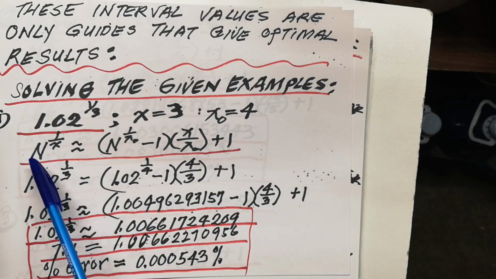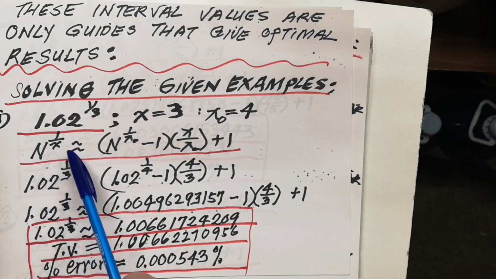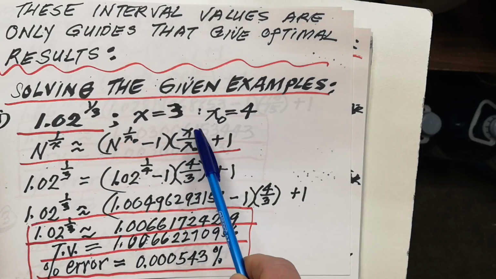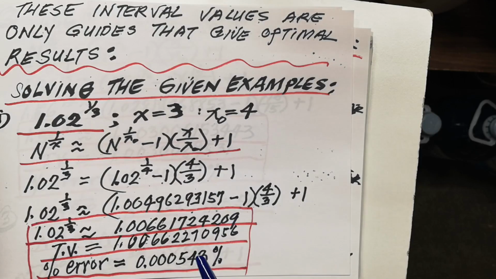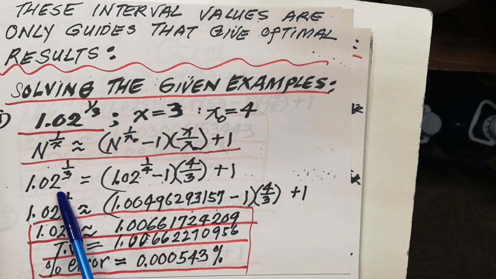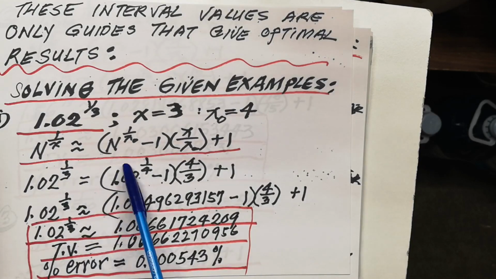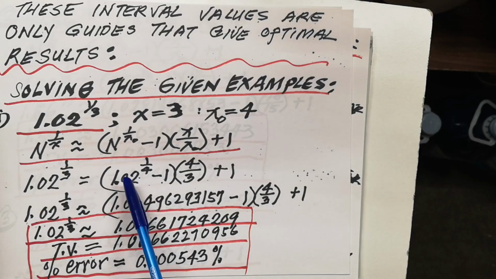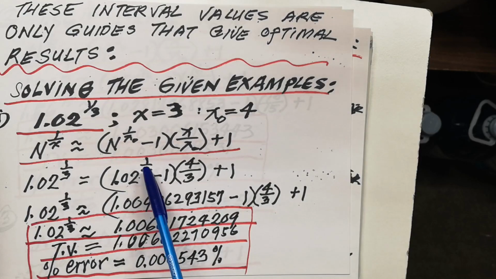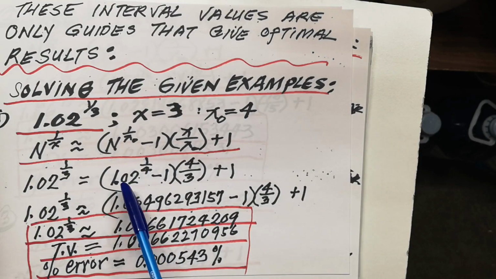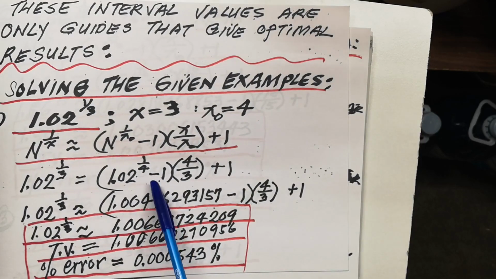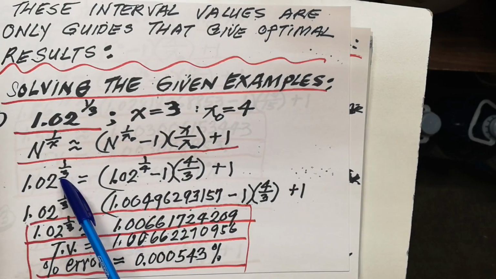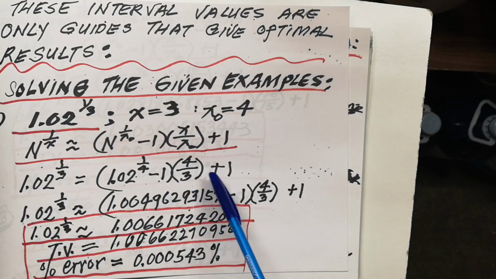So from the formula, n raised to the 1 over x is approximately equal to n raised to the 1 over x sub 0, minus 1, multiplied by the ratio of x sub 0 to x, then plus 1. So 1.02 raised to the 1/3 is approximately equal to 1.02 raised to the 1/4. How do we do this? We just press 1.02 and press the square root key twice, 1/2, then 1/4. Then this value minus 1, and then multiply by the ratio 4 to 3, that is the 4th root and the cube root. Then plus 1.